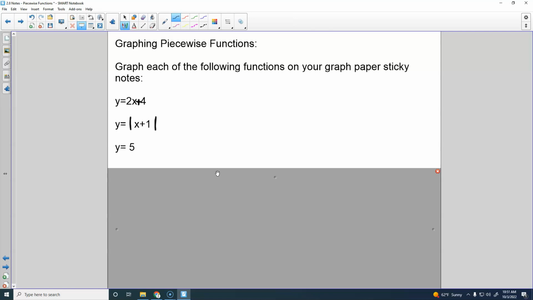As you graph these, check with your neighbor and make sure you're getting the same thing.